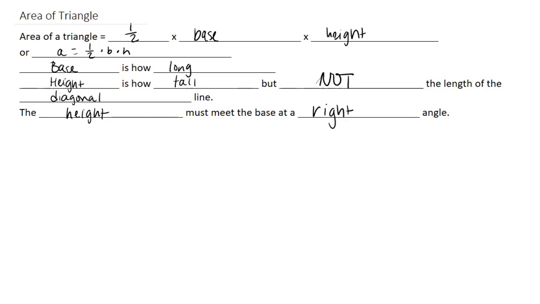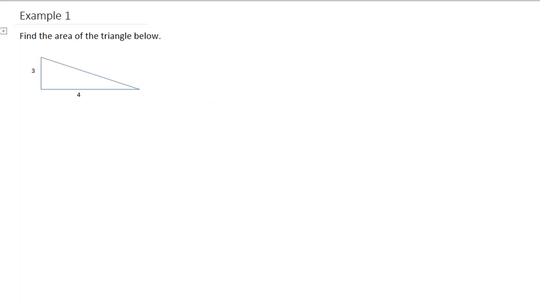So let's look at an example. Example 1. Find the area of the triangle below. So you see we have a base here, which is this 4, and this is our height. So notice this base forms with the height, and it forms a 90-degree angle. So let's look at the area.